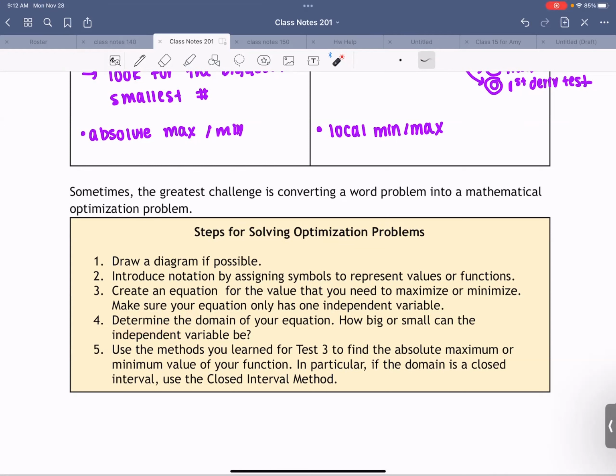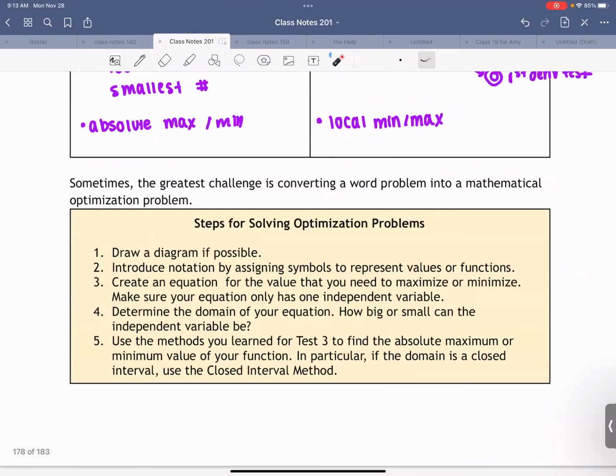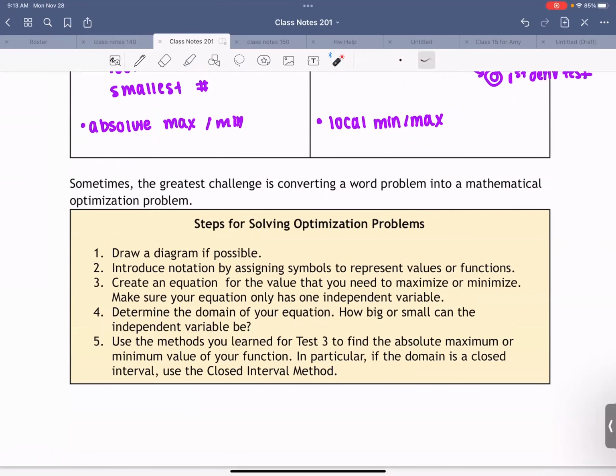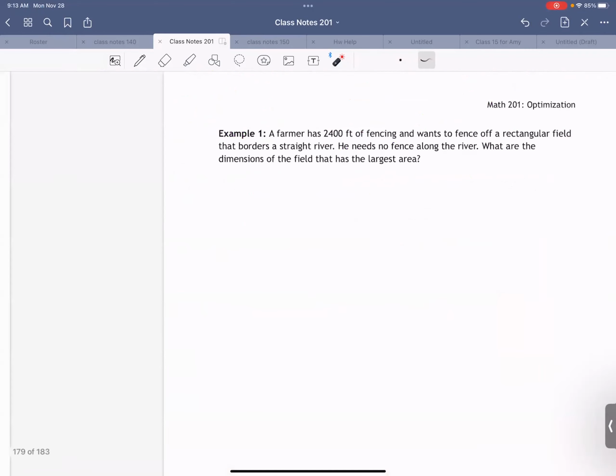Number 4, we're going to think about our equation in context with the question, and we're going to think about if there's a domain to our function, okay? So what values make sense for the question? If that doesn't make sense, we'll do an example and it'll make a lot more sense there. And then step 5 is to either use the closed interval method or one of our derivative tests to figure out if we have an absolute max or local max in our question. Okay, and we'll talk about why local maxes even matter here. All right, now if that made any sense, congratulations. We're actually going to go do an example and see what these steps actually turn out to be.